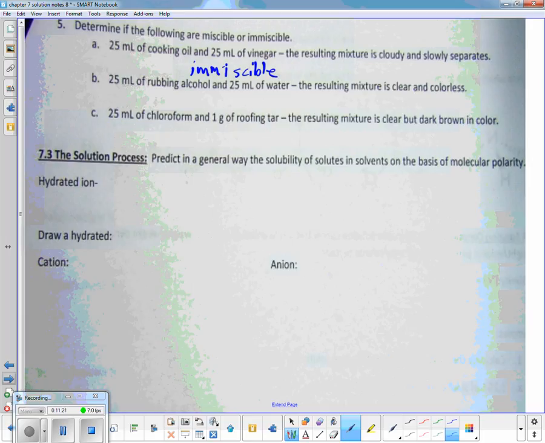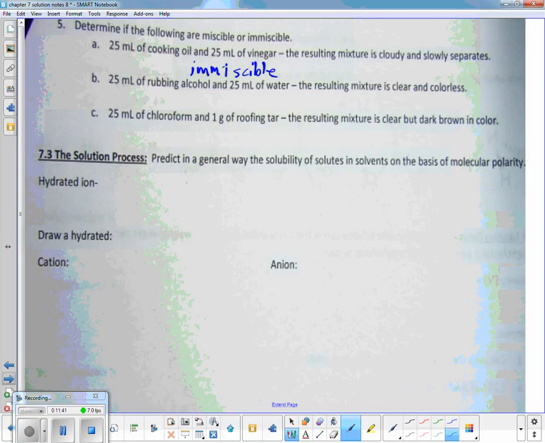25 milliliters of chloroform and 1 gram of roofing tar. The resulting mixture is clear but dark brown in color. Miscible, they mixed. Okay, so here we have a solution problem. We're now to 7.3. Predict the general way the solubility of solids in solvents on the basis of molecular polarity.